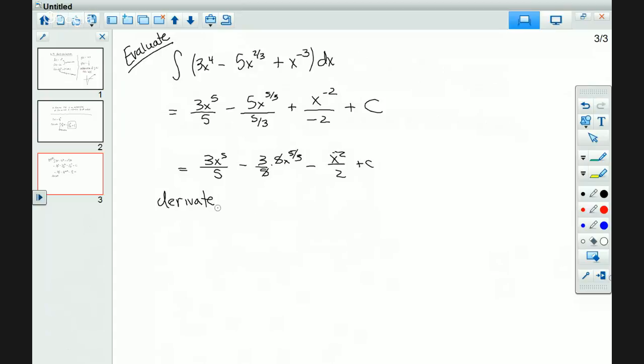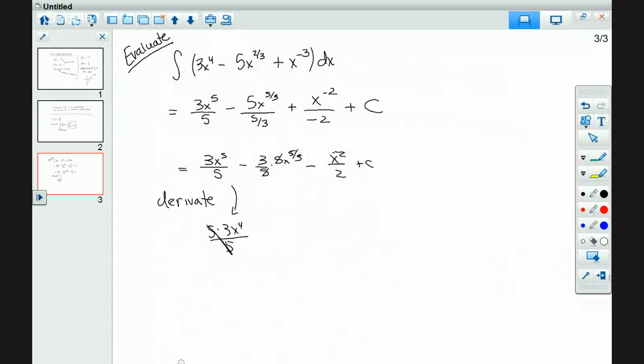The whole thing? Yeah. Derivative, you bring the 5 down, right? Subtract 1. So 5 times 3x to the 4th over 5. And you can see why we have to divide by 5 now. And we get our original.